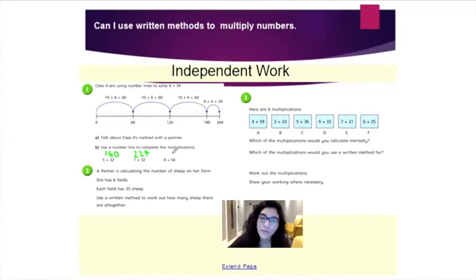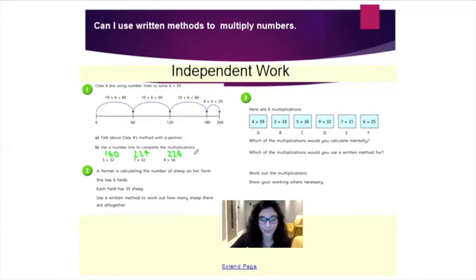The last one, 4 times 56. What would the answer be to that? So if you were to split the bigger number, which is 56, into tens and into ones, you would split it by it having 5 tens, so 10, 10, 10, 10, 10, and then 6 ones. All of those numbers need to be multiplied by 4 and then added together. And then you should get the answer 224.